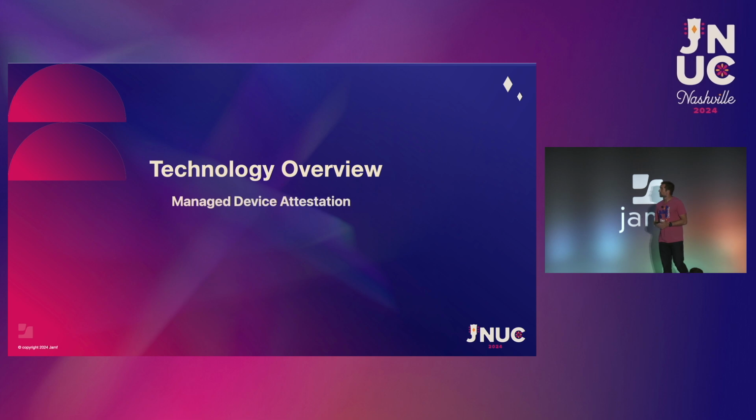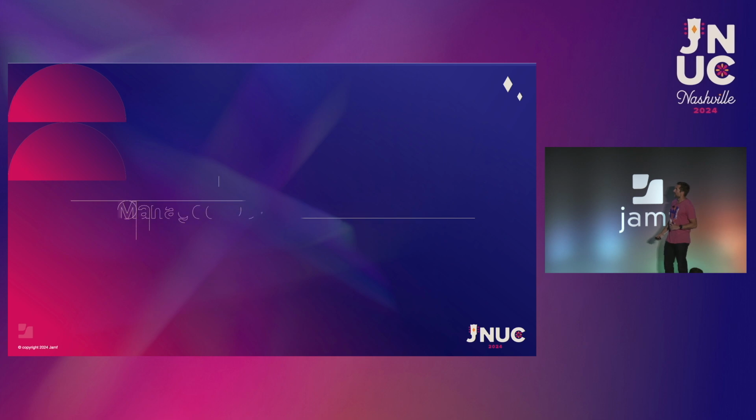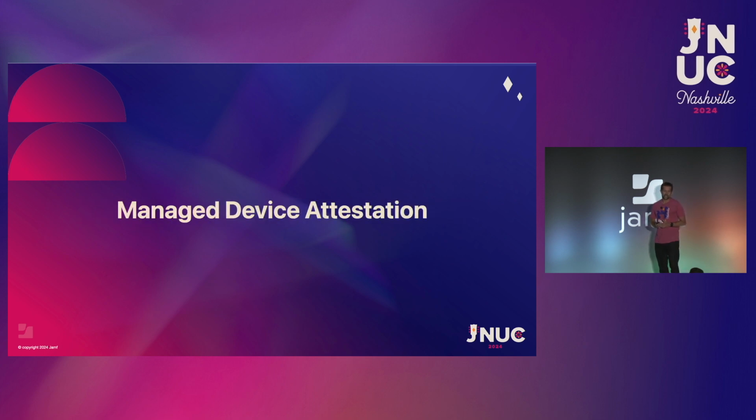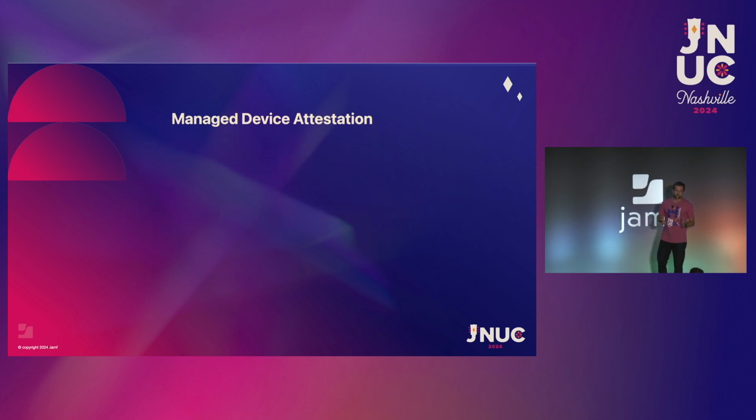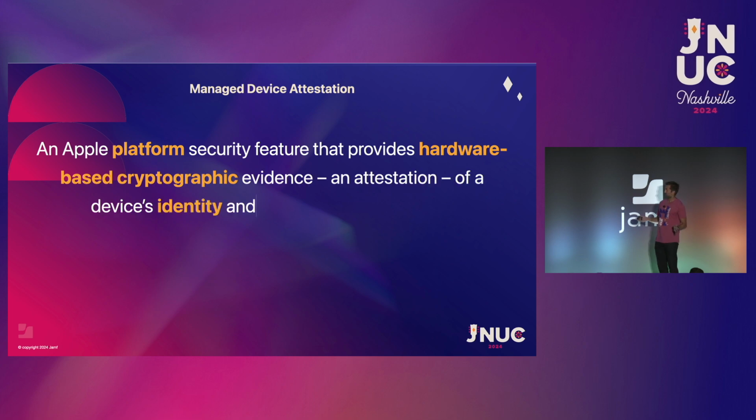Right, so let's start with the technology overview. We're going to go through managed device attestation and network relay in turn. So let's start with managed device attestation. It's a bit of a mouthful, but it is an Apple platform security feature that provides hardware-based cryptographic evidence, which is an attestation of a device's identity and several core properties.